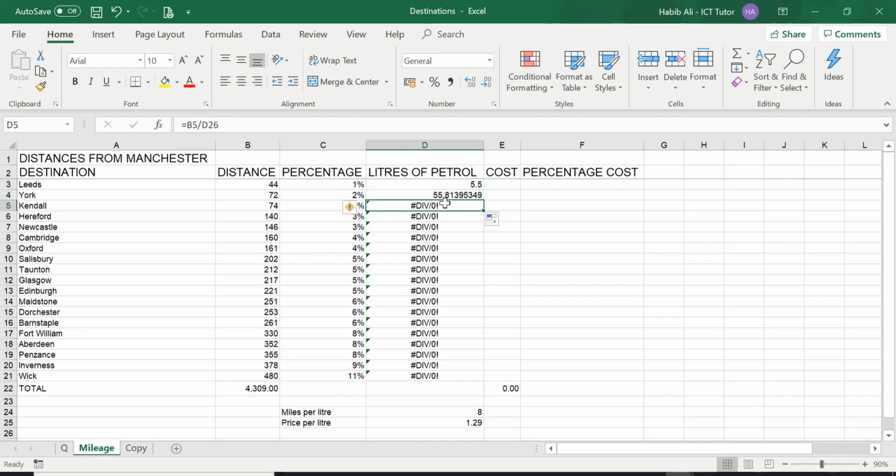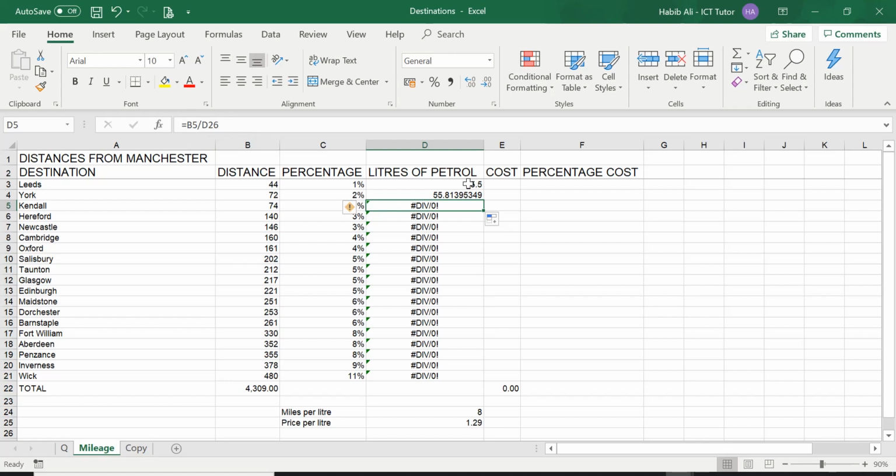Let's have a look. There you go. So B5 and D26. Now in D26, which is this cell here, there's nothing in there. It's blank. And because it's blank, we've got all these errors. So somehow, because we are using miles per liter to work out the liters of petrol for each one of these destinations, we have to somehow fix or freeze this cell here. We want this one to change as we replicate, from B5, B6, B7 and so on.